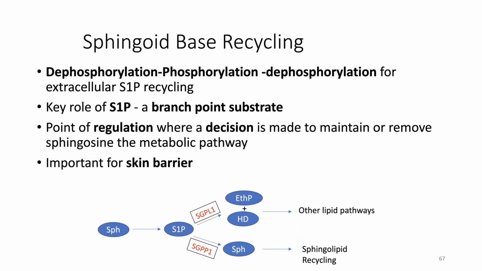So to conclude this final part, we found that for extracellular S1P recycling, there's this dephosphorylation, phosphorylation, dephosphorylation cycle. And it suggests a key role of S1P as a branch point substrate. It's not so much that the S1P is needed for recycling, because it looks like it probably isn't. Sphingosine could be recycled. But it's a point of regulation where a decision can be made to either maintain or remove sphingolipids from the metabolic pathway. And in physiology, it's important for the skin barrier, which requires large amounts of ceramide.